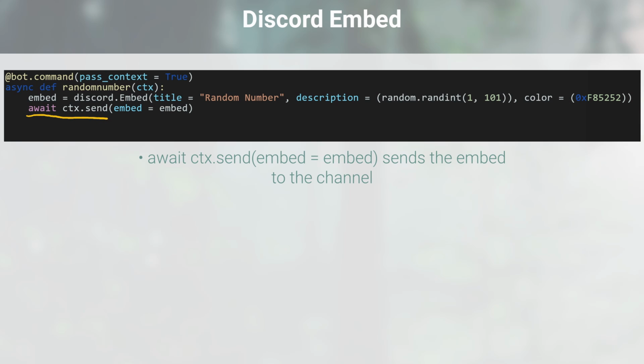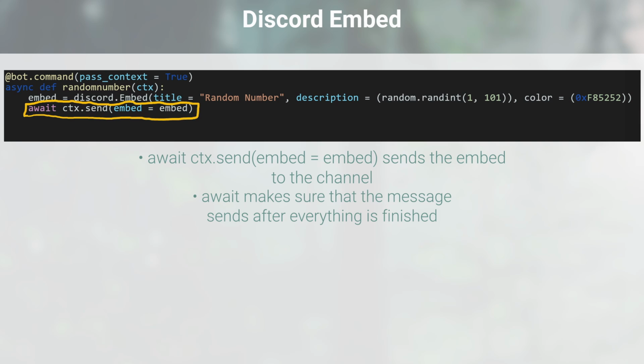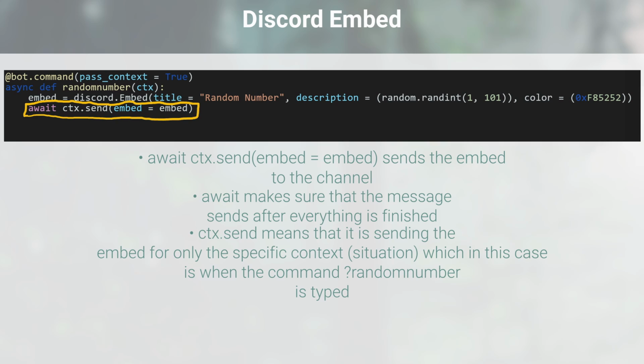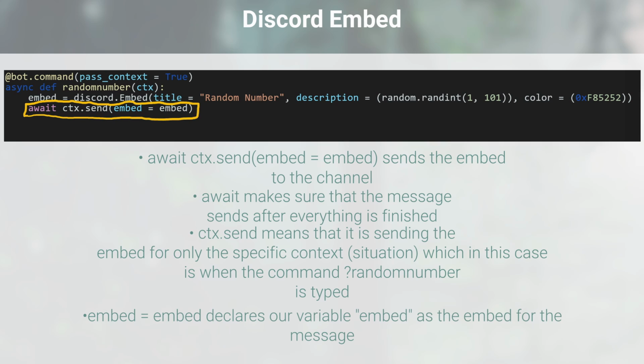Now let's talk about await ctx.send. The purpose of it is that it sends the embed to the Discord chat. Await makes sure that the line of code gets executed after everything else has been completed. ctx.send means that it will send the embed for the specific context, which in this case is whenever the random number command gets executed. Embed is equal to embed specifies our previous embed variable as the embed for this message.